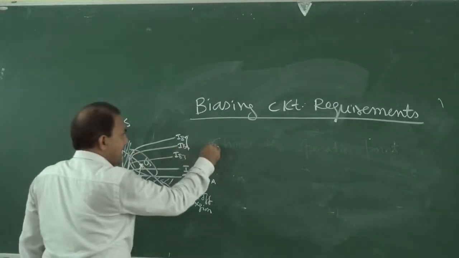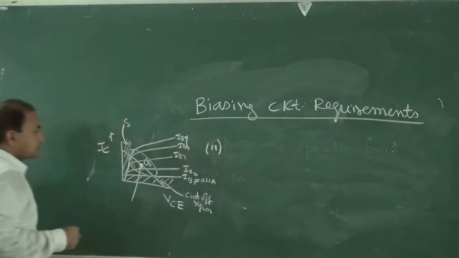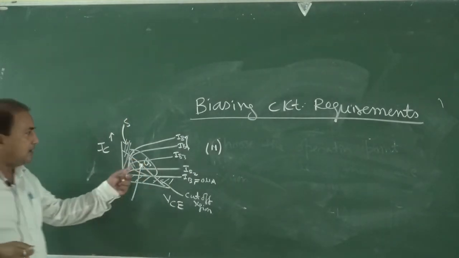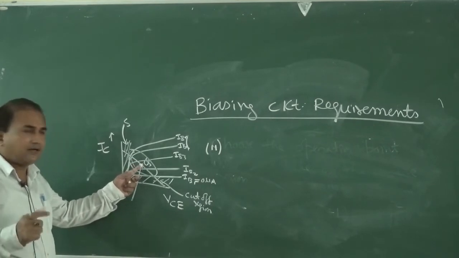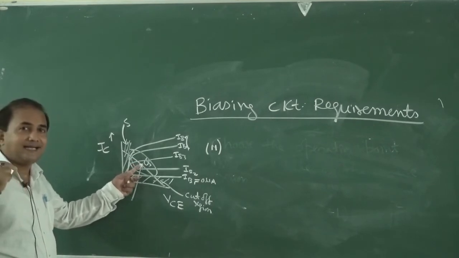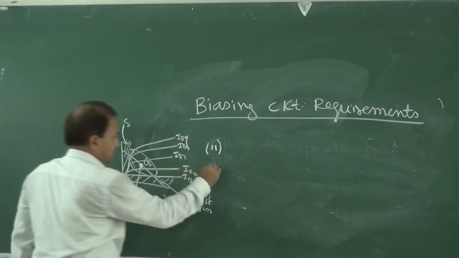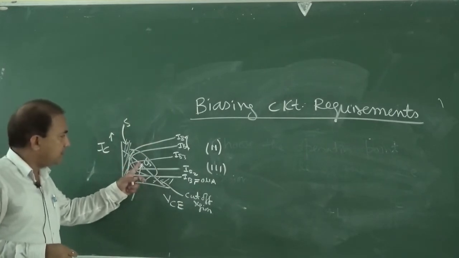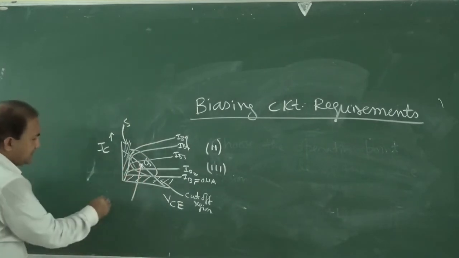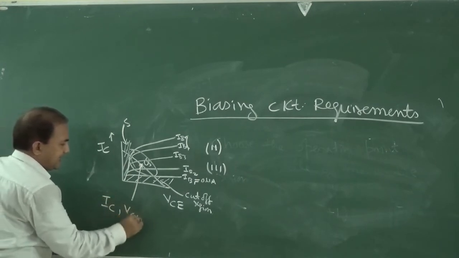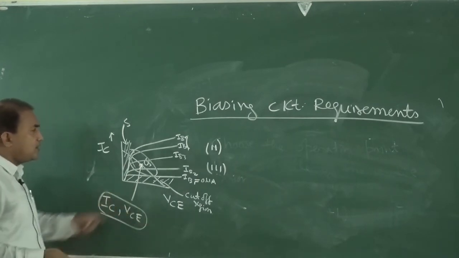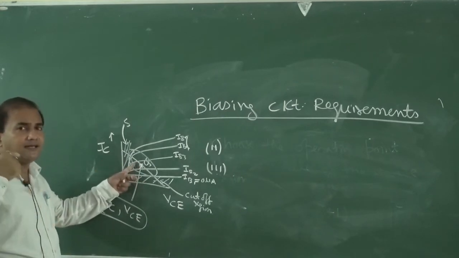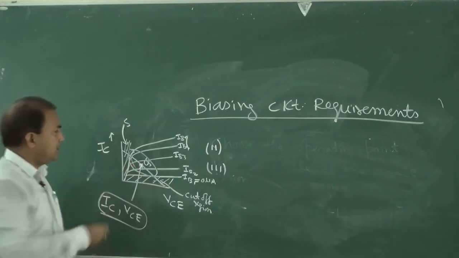Okay, so this is the first requirement, and the second requirement is that this Q point, the instantaneous Q point, should not change with the variation in temperature. Third requirement is that the operating point, that is IC and VCE, its value should not change with the change of the transistor of the same family.